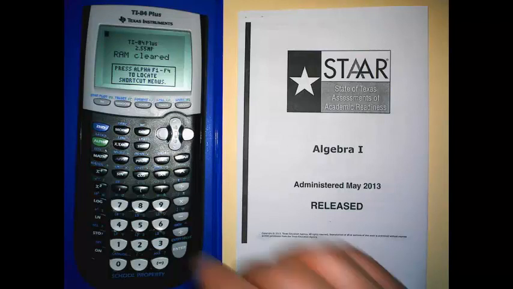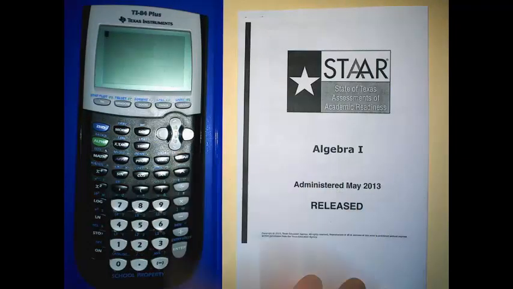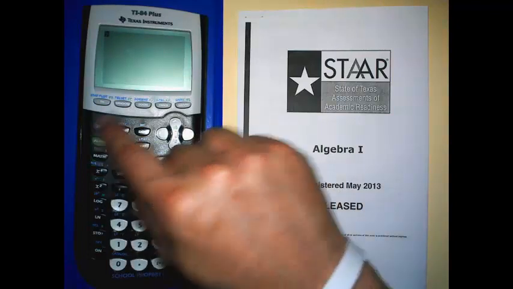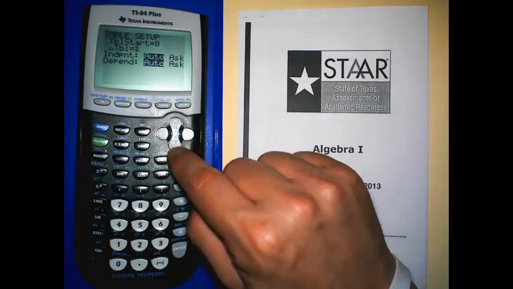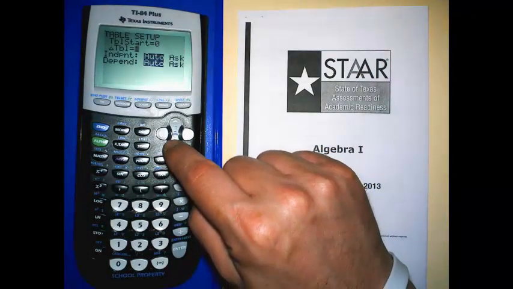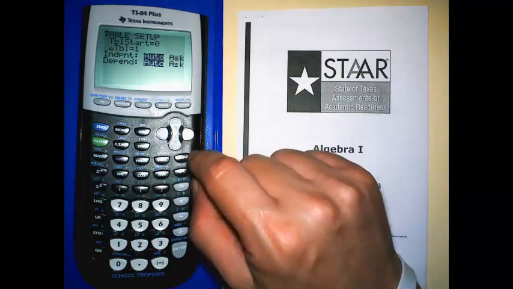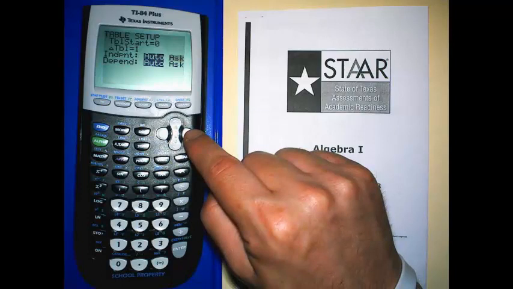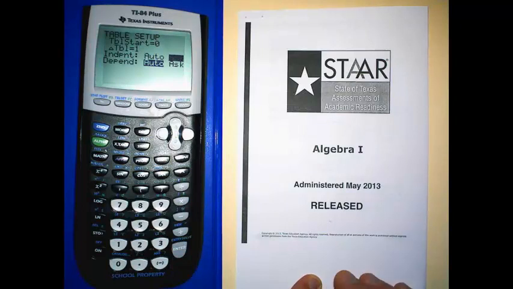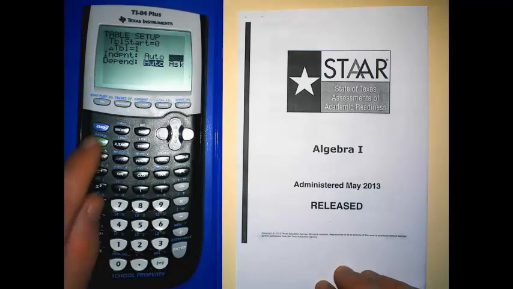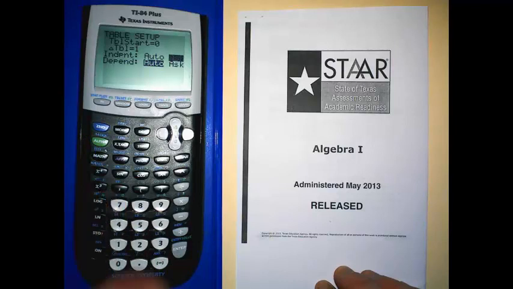Okay, once you have done that, go ahead and press clear and press second window, and on this screen you want to highlight by pressing the down arrow and the right arrow the word ask. You want to press enter, and basically what you're doing there is making sure that when you have a table, the calculator is going to ask you for the x value. This is something you want to do at the very beginning of the test, so the calculator is all set up and ready for you during the test.